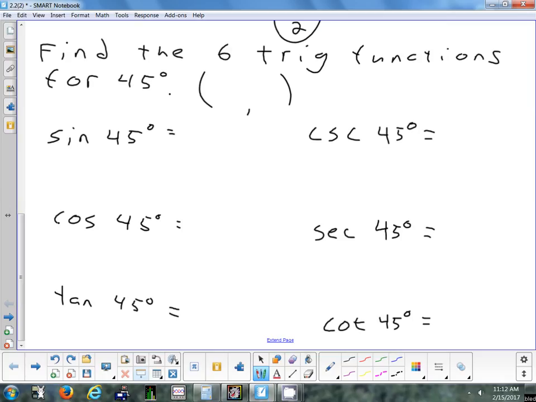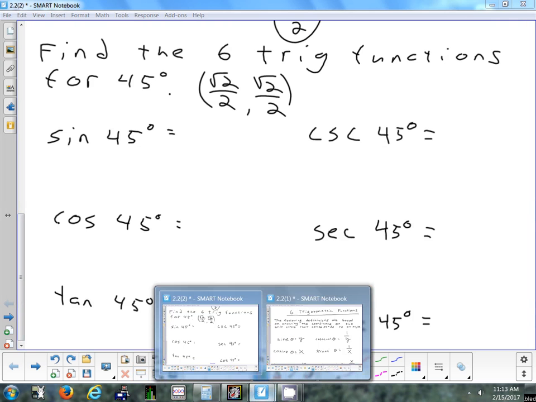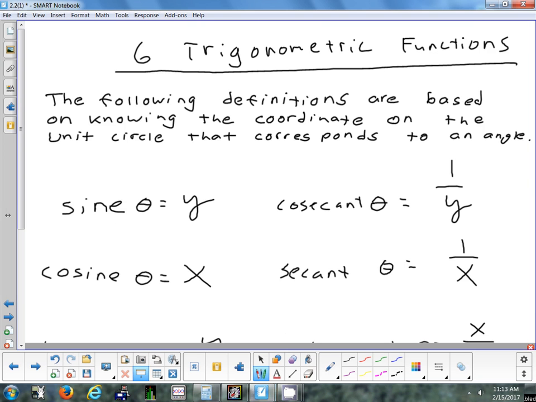So what's the coordinate for 45 degrees? Wendy? Square root of 2 over 2. Yeah. And square root of 2 over 2. So we're going to find all 6 trig functions using that coordinate. Okay. Look back. Let me show you something we did yesterday.